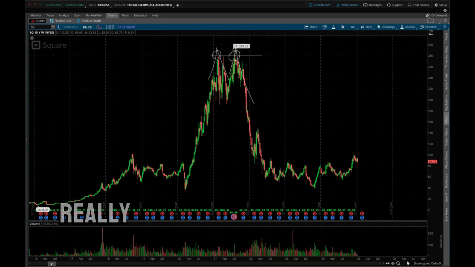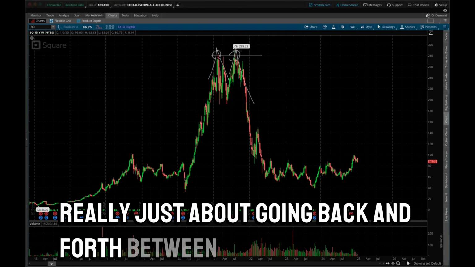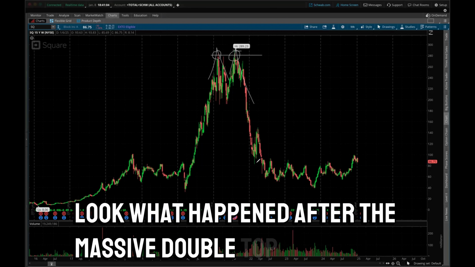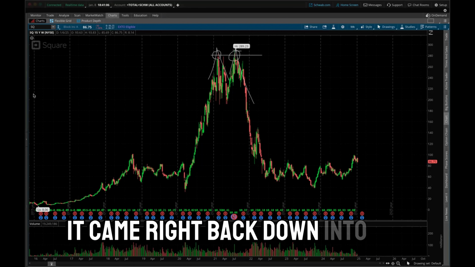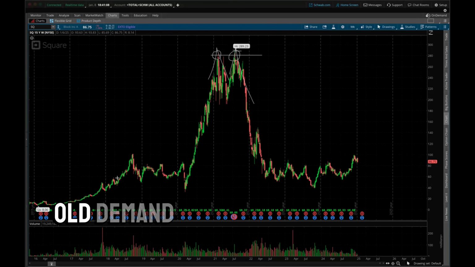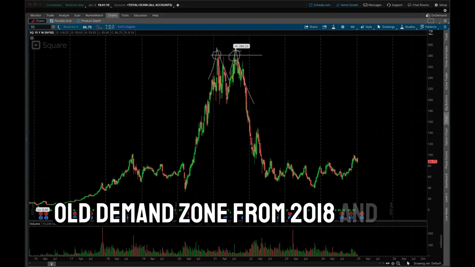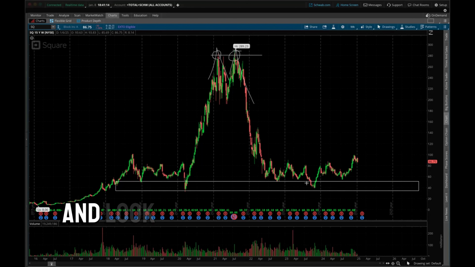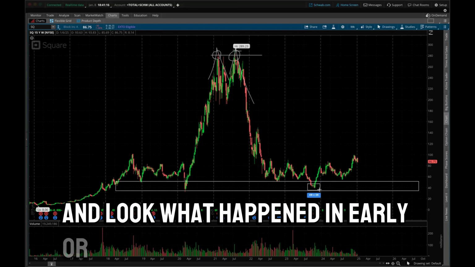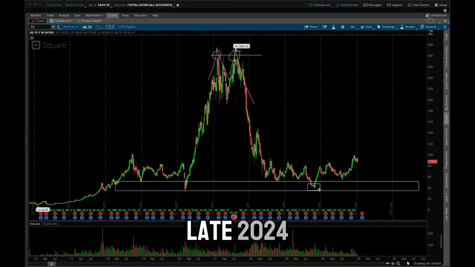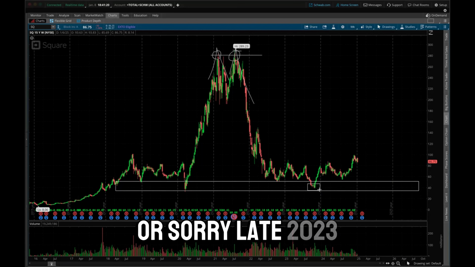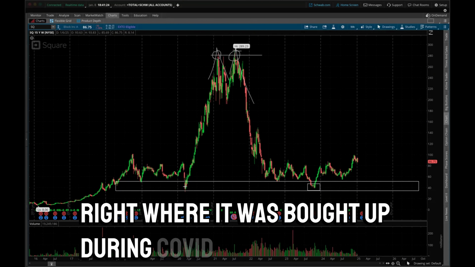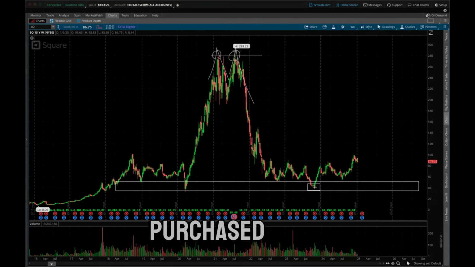Stocks are really just about going back and forth between supply and demand, right? Look what happened after the massive double top. It came right back down into the old demand zone from 2018 and 2020. This general area. And look what happened in late 2023. Right where it was bought up during COVID, right there, purchased again.